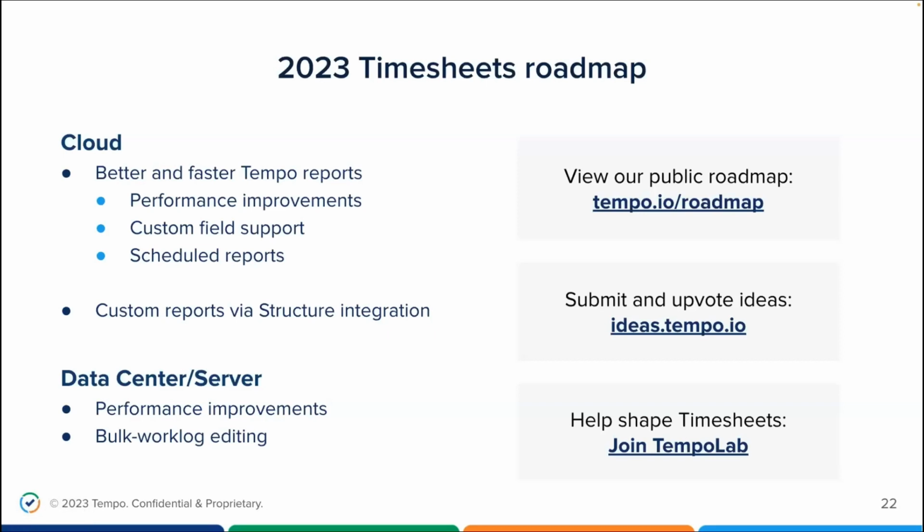As you heard earlier, Tempo also has a separate product called Structure. It's a project portfolio management tool that integrates deeply and seamlessly with Timesheets. This integration is actually currently already available, but this quarter we're making it easy to access Structure from within Timesheets. And from there you can create any custom report you like, and you may have already seen a sneak peek of that custom report tile earlier during the demo.